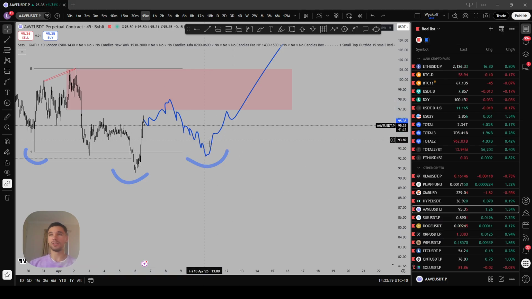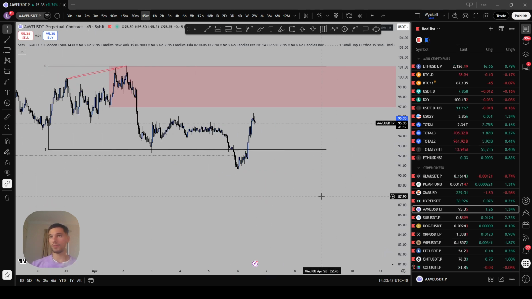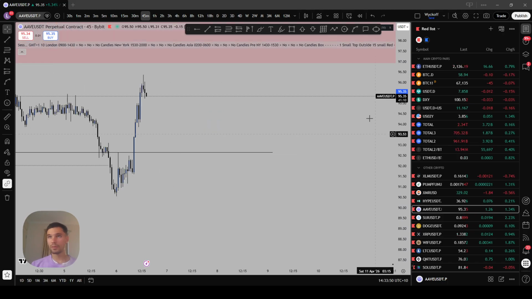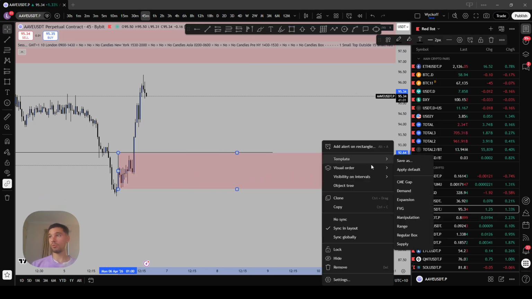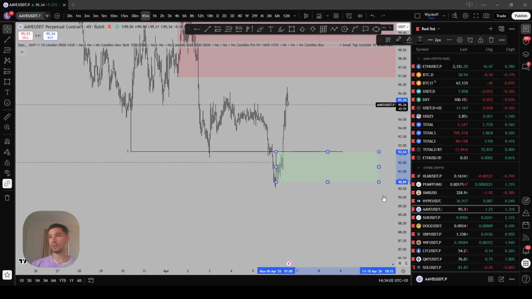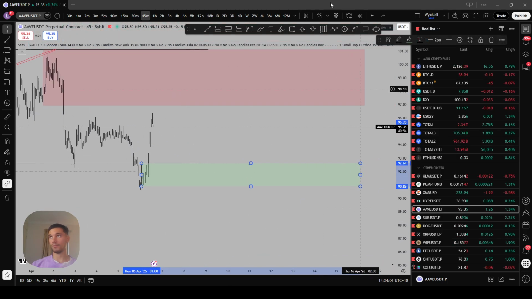But for now, you just got to give price quite a bit more time. And we do have demand below us, so that is a-okay. So a slow pullback into this demand could make things a little interesting. But I would like to see the supply mitigated first.